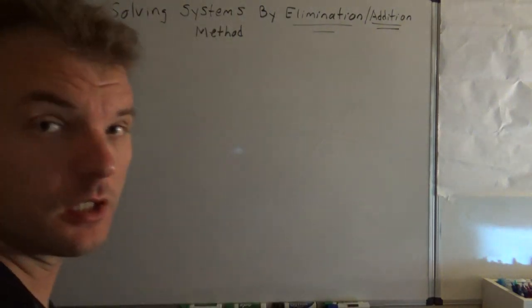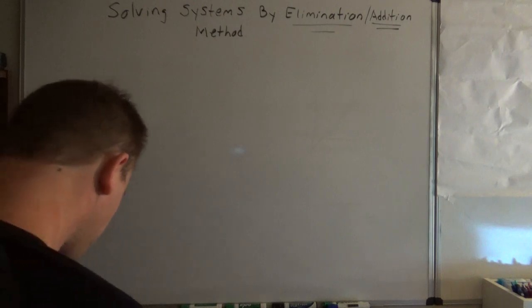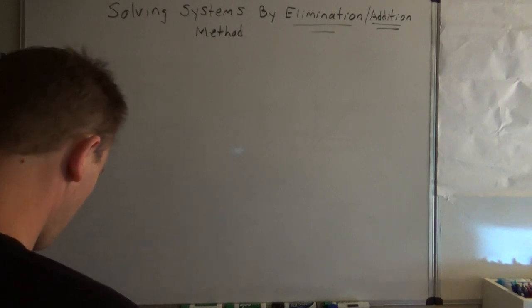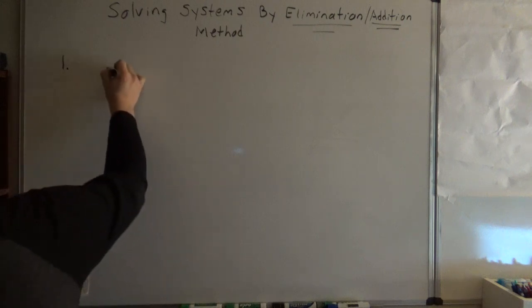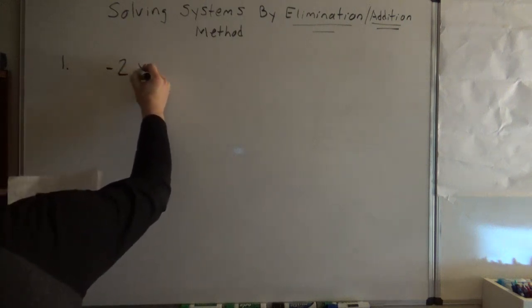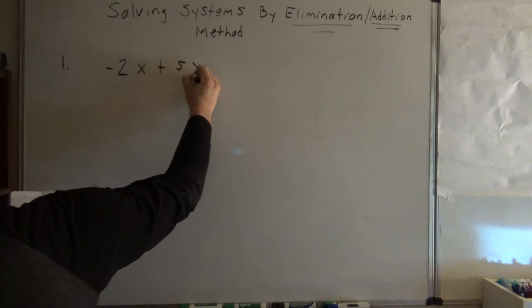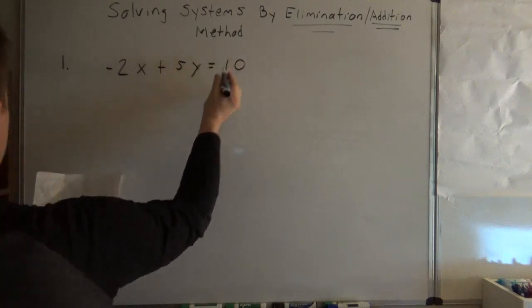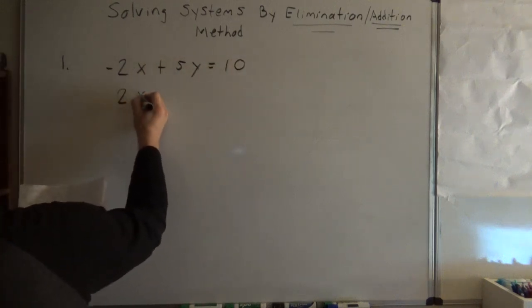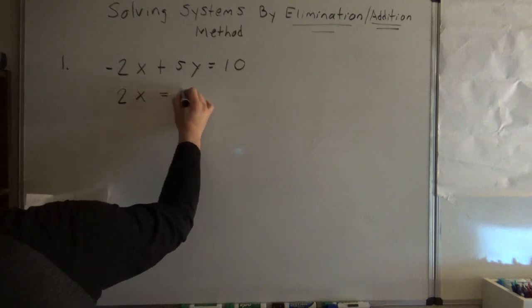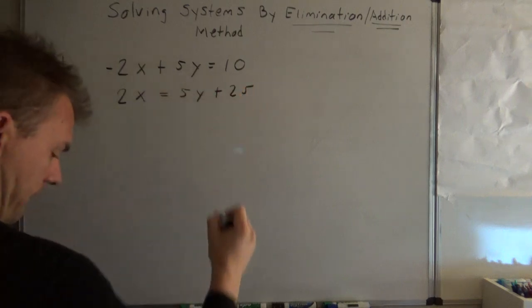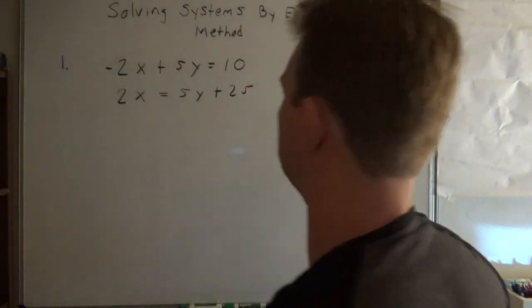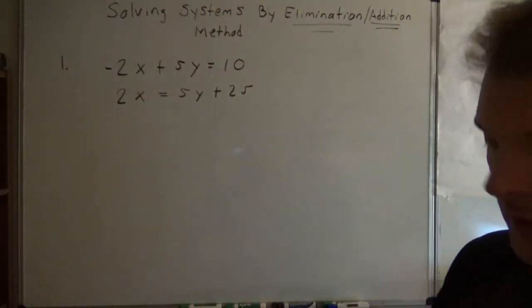Okay, try this one. So this is number 1. We got negative 2x plus 5y equals 10. We got 2x equals 5y plus 25. So there's our two equations.